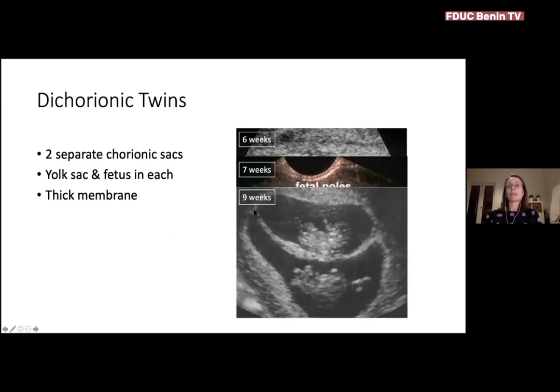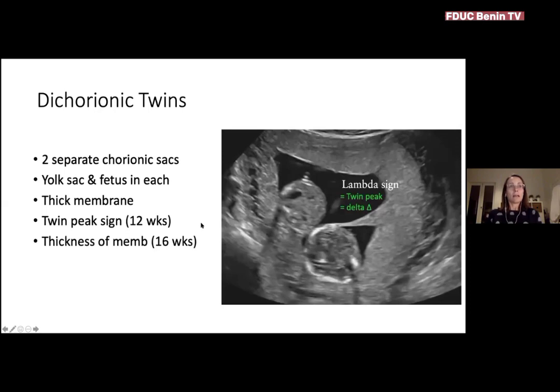And by 9 weeks, that membrane's becoming much thinner, but there is still a thin rim of chorionic tissue within that membrane. By 12 weeks, the membrane itself is relatively thin, but if you look at the membrane insertion to the placenta, you should be able to see the chorion extending up from each placenta into the membrane. And that forms what we call the twin peak sign, which can also be called the lambda or delta sign.